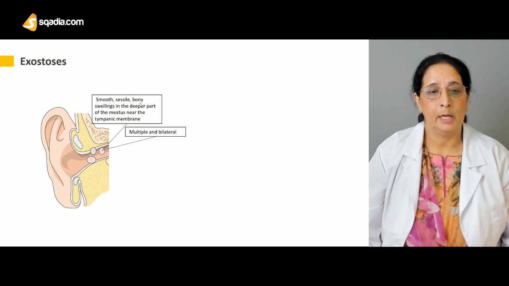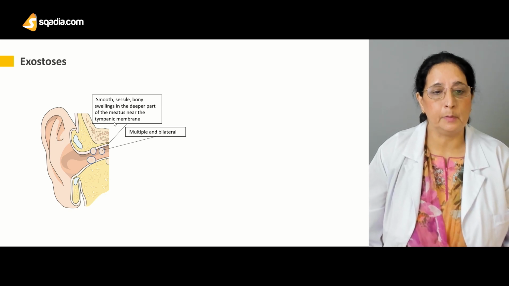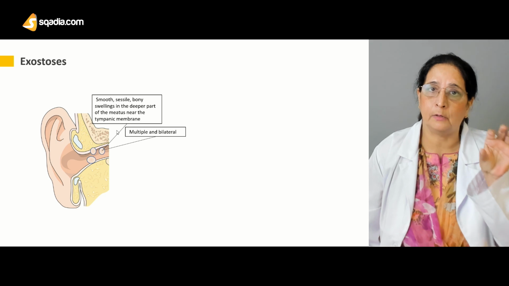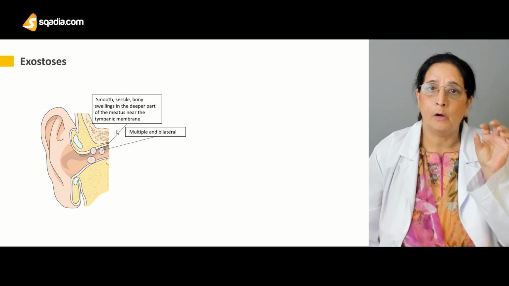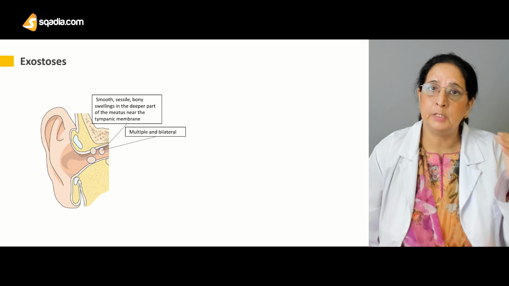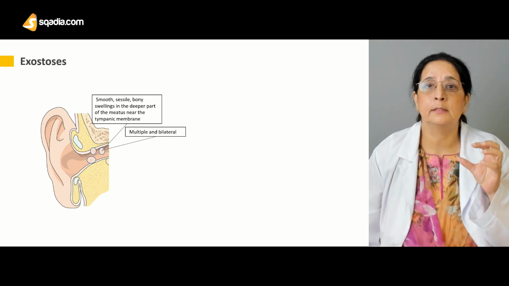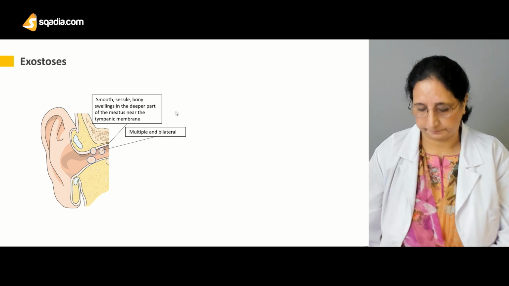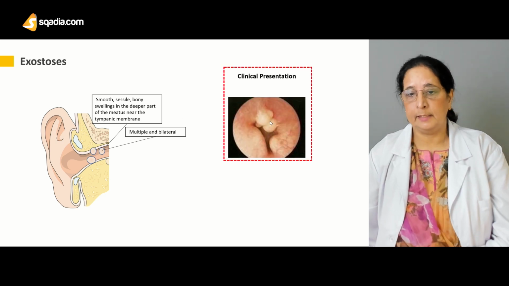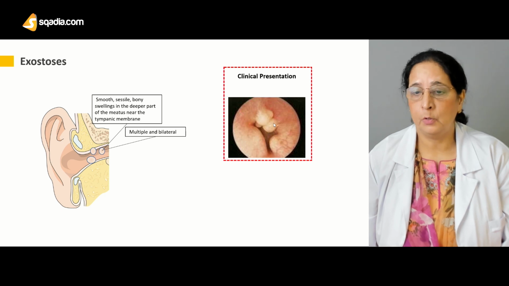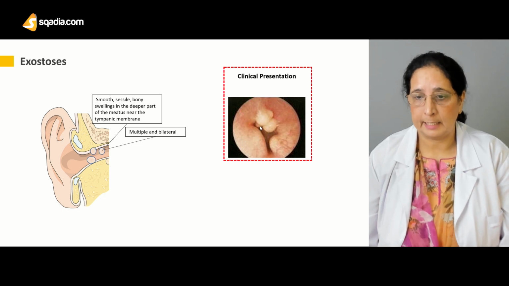They are sessile bony swellings in the deeper part of the meatus near the tympanic membrane. So they are in the deeper part of the auditory canal, close to the tympanic membrane, where the external auditory canal ends. This is the clinical presentation, and as you can see, they are multiple, sessile, with no stalk, and bilateral.